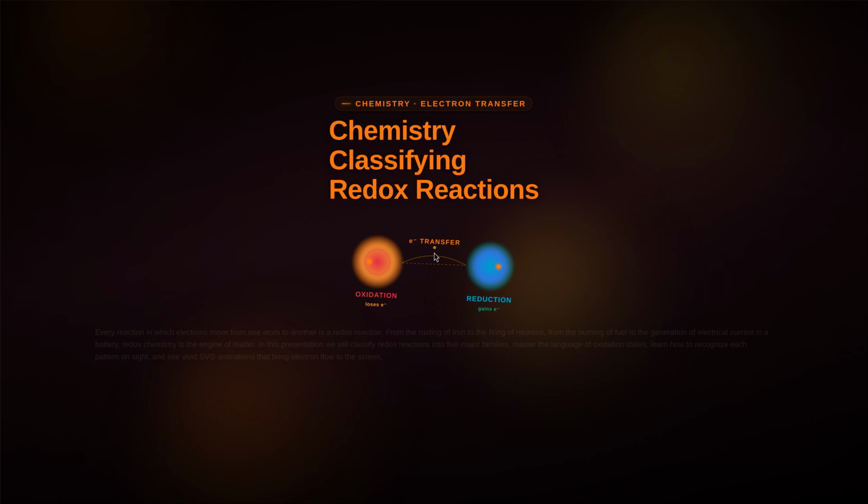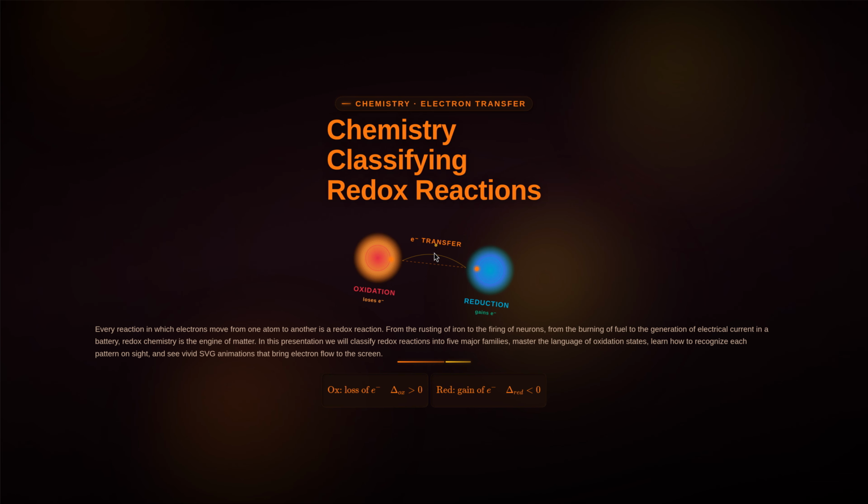Welcome to Chemistry, classifying redox reactions. Oxidation and reduction are the two halves of one of the most important classes of chemical reactions on Earth. Every time iron rusts, every time a battery delivers current, every time a plant converts carbon dioxide and water into sugar, every time your body breaks down food for energy, a redox reaction is at work.